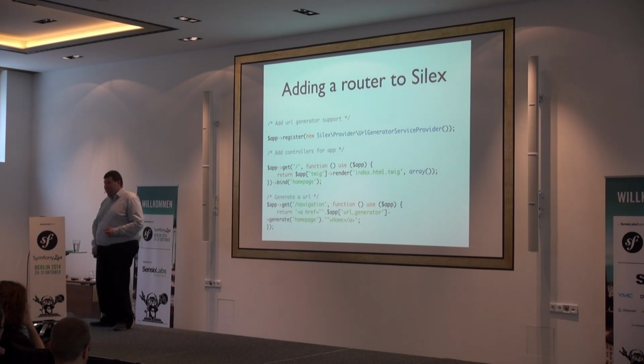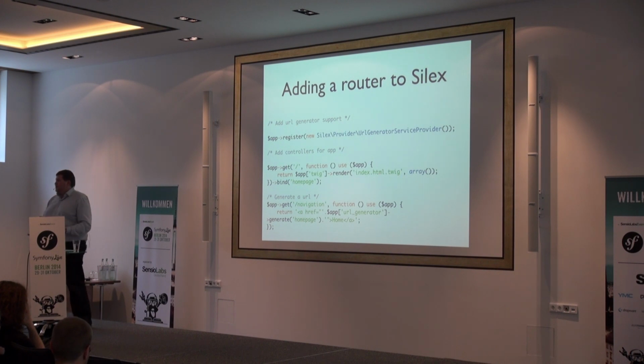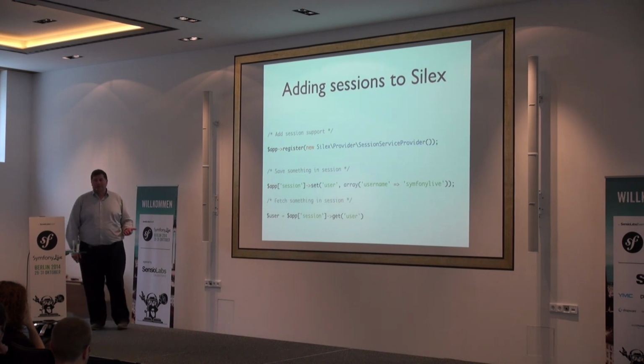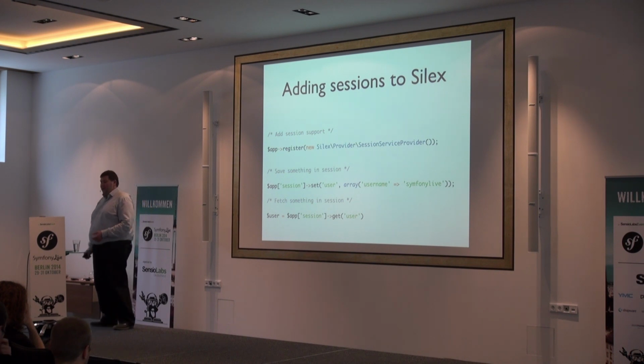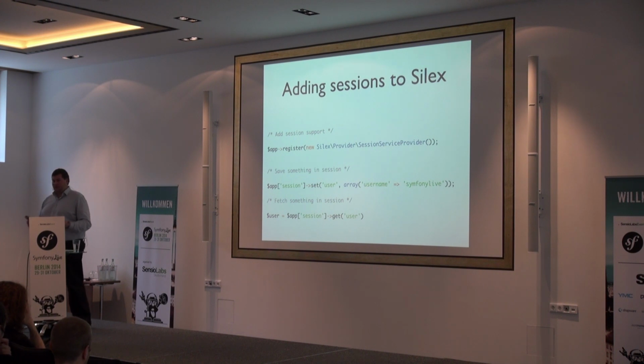Relatively straightforward. So every app needs a way to map routes. Also, most applications need some way to maintain state. So in this case, we're going to use the session provider. Again, just like in the previous example, we'll call app register, and we'll pass in our provider. In this case, it's the session service provider. And what that'll expose is a way to maintain state between requests.